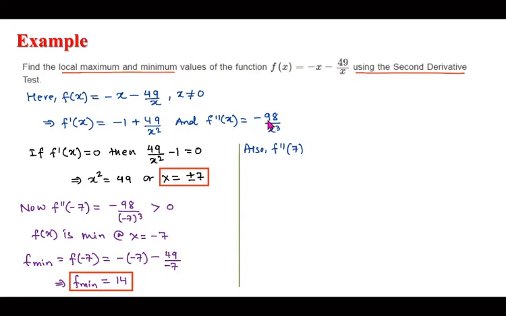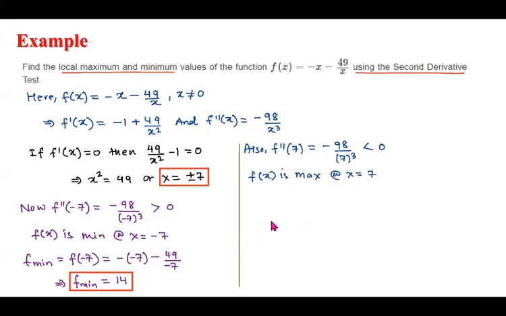We plug in here negative 98 over 7 cubed. Denominator is positive, numerator is negative. That means the value of the second derivative is negative. If the second derivative is negative, the meaning of that is the function is maximum at 7. So we can say that f of x is maximum at x equal to 7.